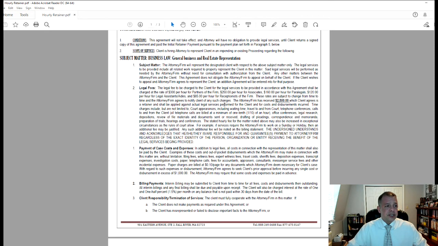The next is number 2, which is legal fees. This is probably the most important part of the retainer agreement, and one that most clients don't fully understand. So right here, this amount would be the initial fee agreement amount. A lot of clients feel that this is how much their entire case is going to cost. That is not what that figure is.